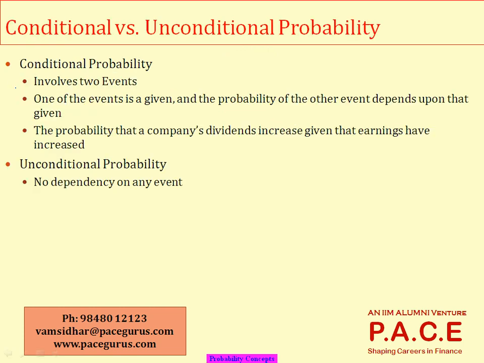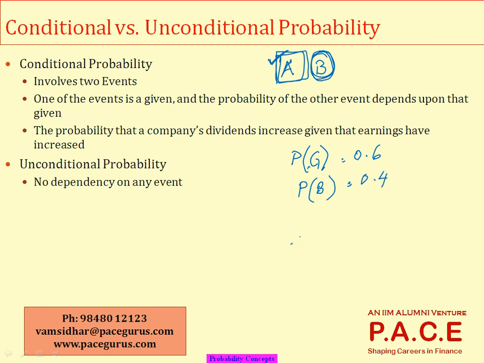Then a couple more things that we have to understand while talking about probability is, in some cases, if I take two events A and B, there is a chance that the probability of B depends on the outcome of A. For example, if I say the probability of a particular year being a good economy is 60%, the probability of a bad economy is 40%.